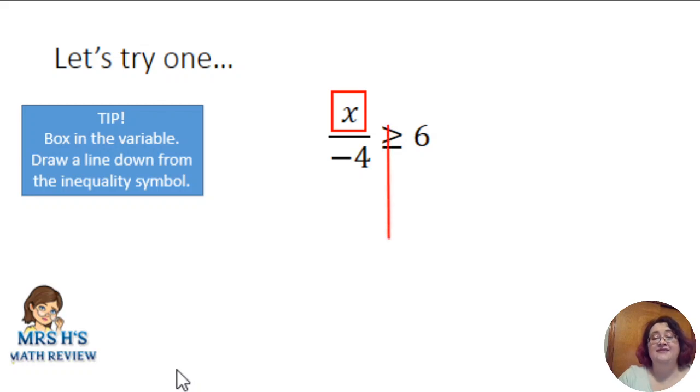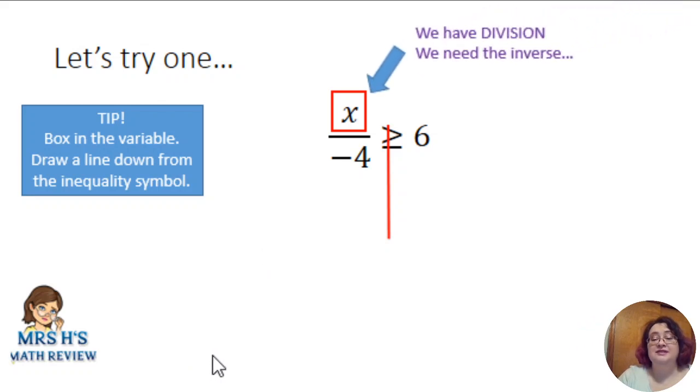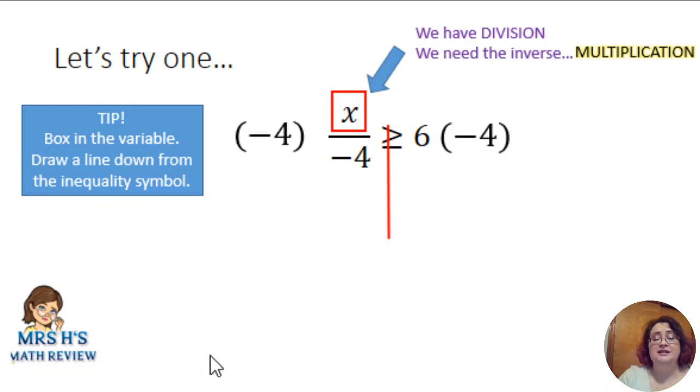Okay, here I have a -4 on the bottom. So I have division. To undo division, I need multiplication. So I'm going to multiply both sides by -4. So here, my -4's cancel. On the other side, 6 times -4 is -24. I can bring down my x.